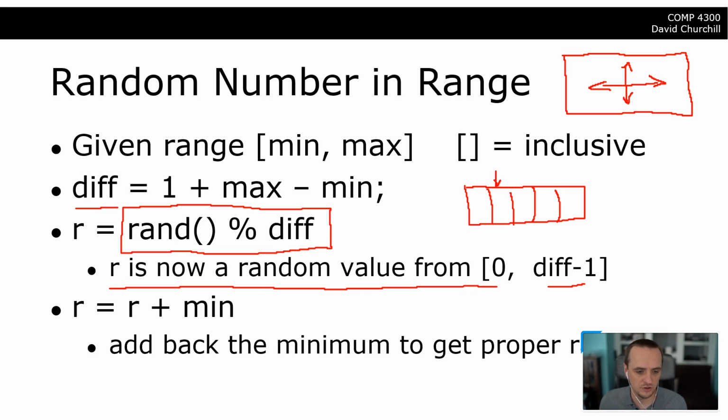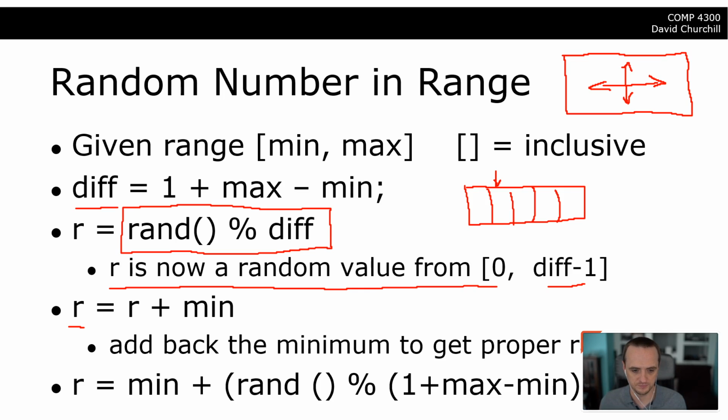Then all we have to do is add that r back to the min. What happens there is we've gotten a random value between 0 and the width, and now we add it back to the minimum. So here's our function. For the random number that we want to generate between maximum and minimum, we just take min and add it to rand modulus 1 plus max minus min.